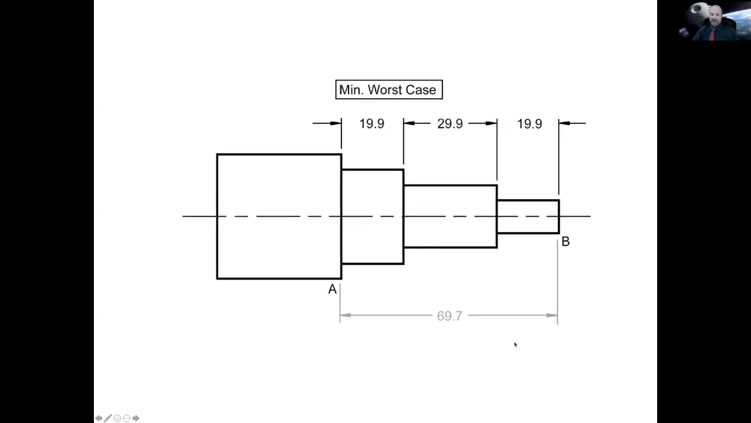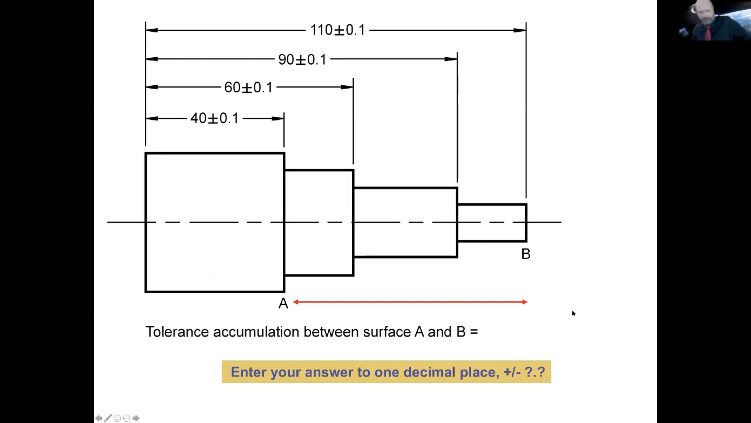And then you also have the minimum worst case. That was the maximum worst case. This is the minimum, so everything's a little bit smaller by 0.1. Remember, each one of these parts is plus or minus 0.1. So now everything's as small as they're allowed to be. Then you add that up, that's 69.7. Now you know what your tolerance is between A and B. It can be 69.7 all the way up to 70.3, which is plus or minus 0.3, which is what you guys said. So for those of you who didn't quite get it before, hopefully that helped you figure it out.